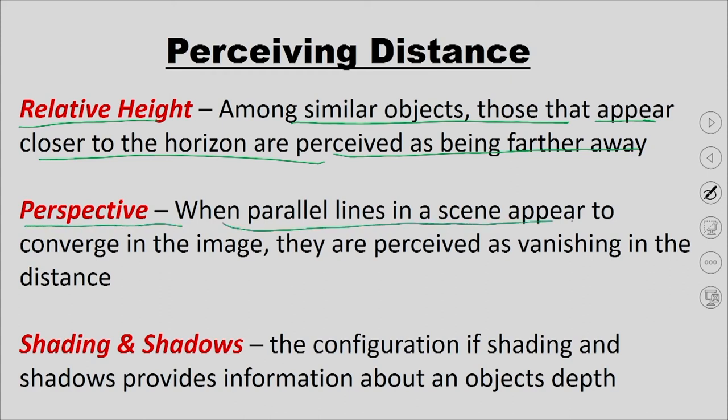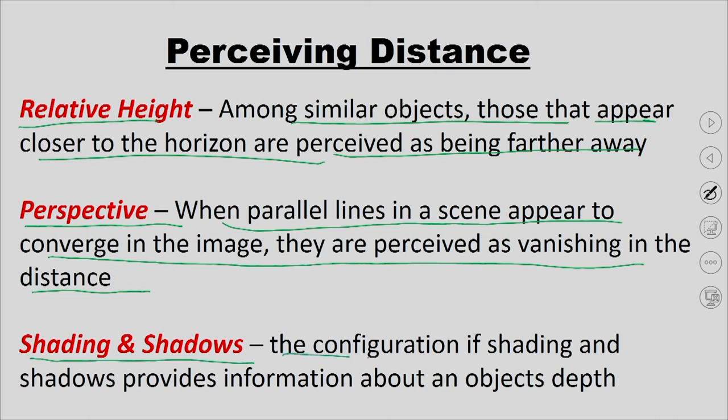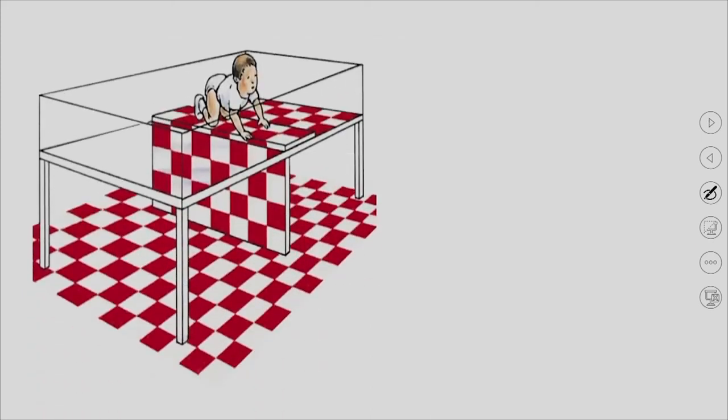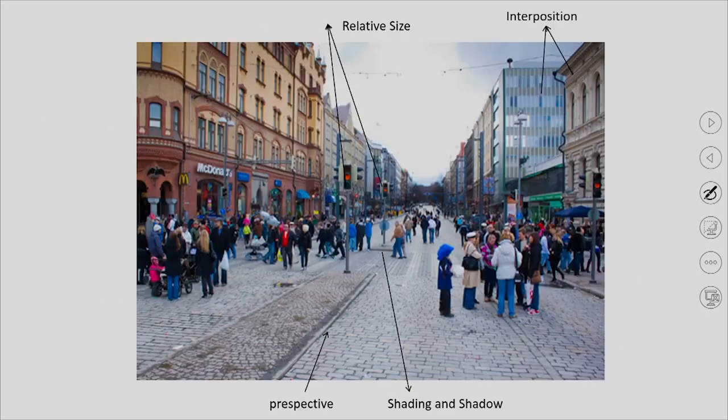When parallel lines in a scene appear to be converging in the image, they are perceived as vanishing in the distance, and that creates some kind of depth in the image. And lastly, we have something called shadowing and shading. The configuration of shading and shadows provides information about an object and its depth. So, let us look at those things that we saw right now.